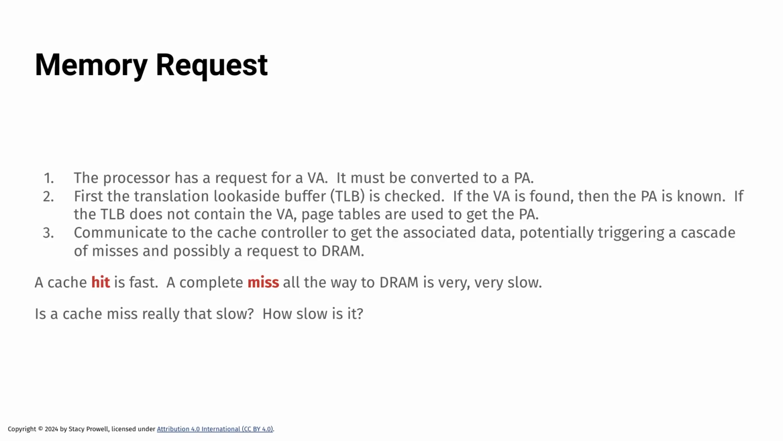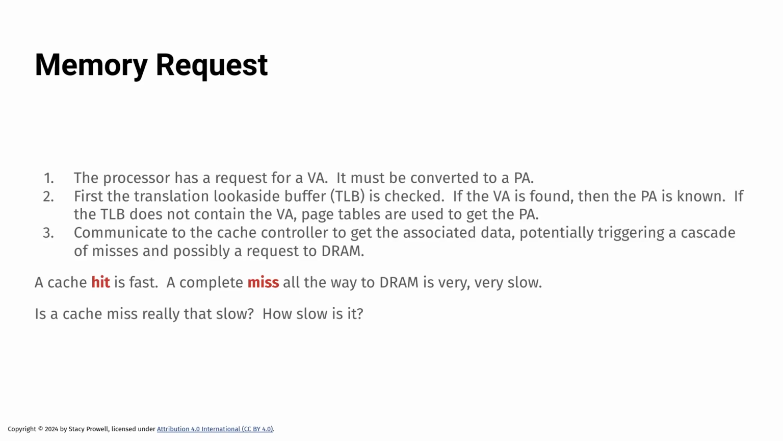First, the translation look-aside buffer is checked. We'll get to what that is a little later, but basically it's a fast way to do the conversion. If I've done a conversion from a virtual address to a physical address, I cache that conversion in the translation look-aside buffer, so the next time I just look it up super fast and don't have to do the conversion. If I find the virtual address in the translation look-aside buffer, I'm done. If not, then I have to do some work to convert a virtual address into a physical address.